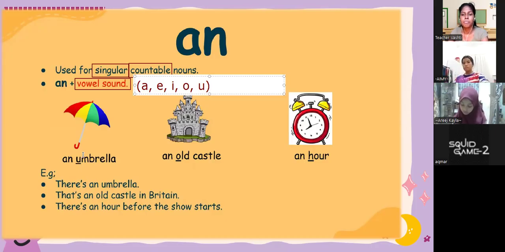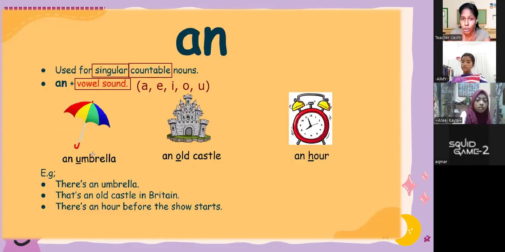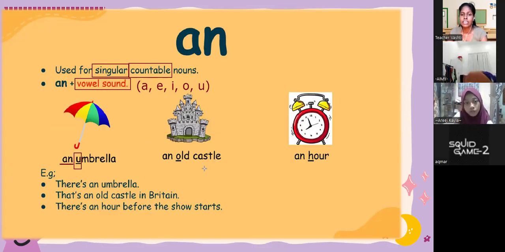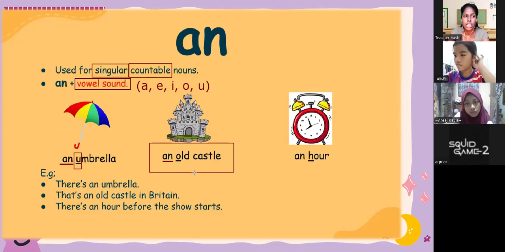Now, an umbrella. There's an umbrella. Is it singular? Yes. Can you count umbrella? Yes. Now, what does it start from? U. Sebab A, E, I, O, U, you got to use the word an umbrella. How about the next one? That's an old castle in Britain. Kenapa guna an? Because it's only one. Very good. It starts with the letter O. So A, E, I, O, U must use an.